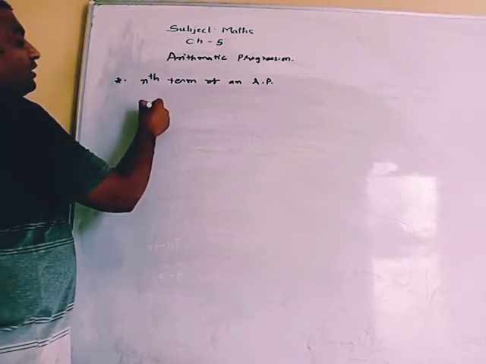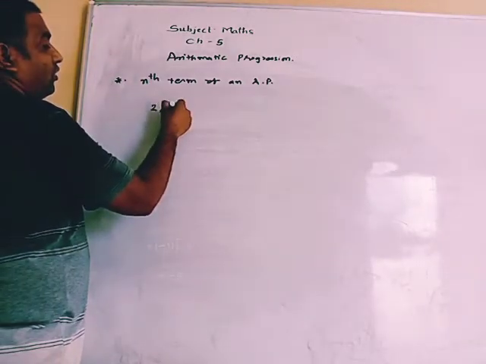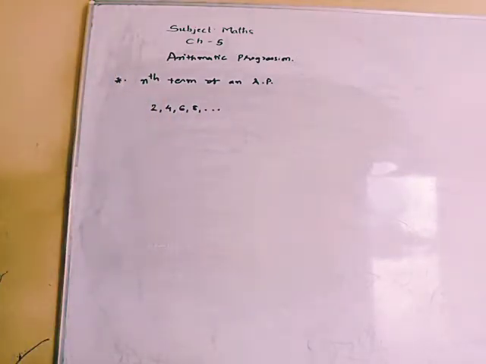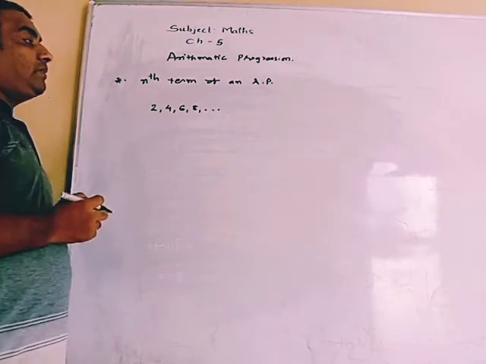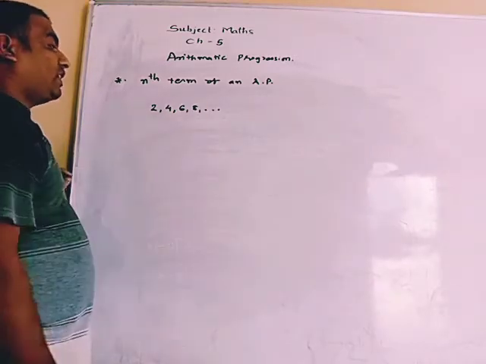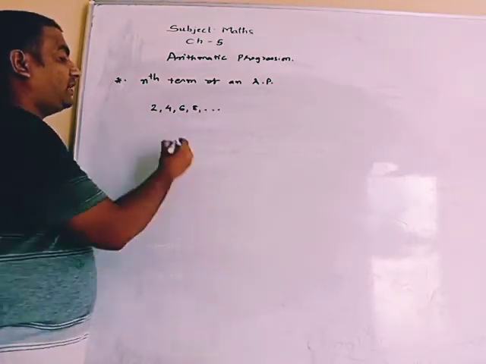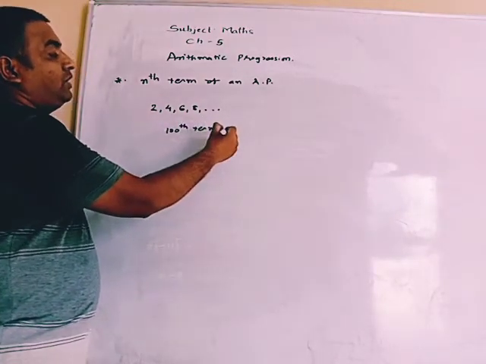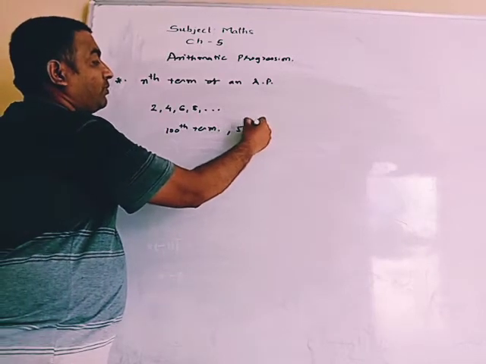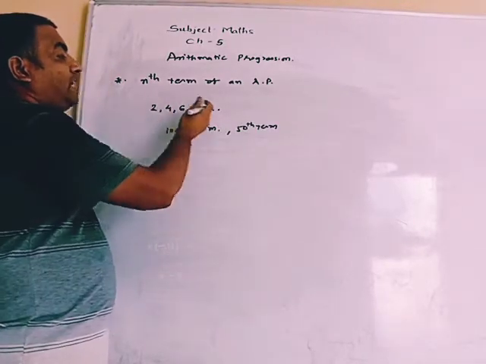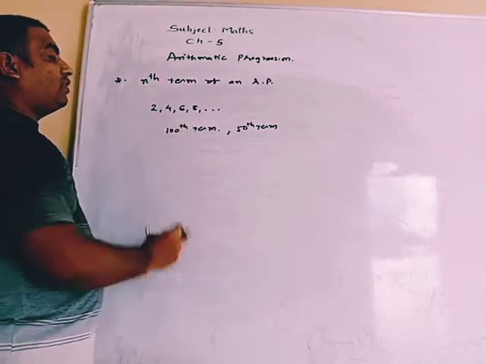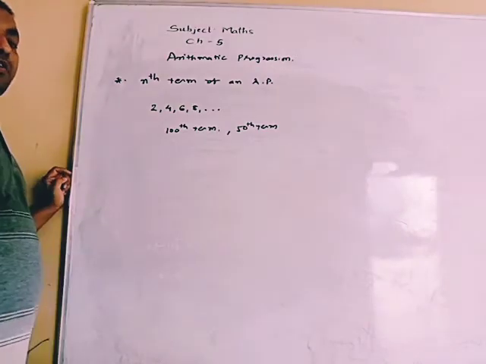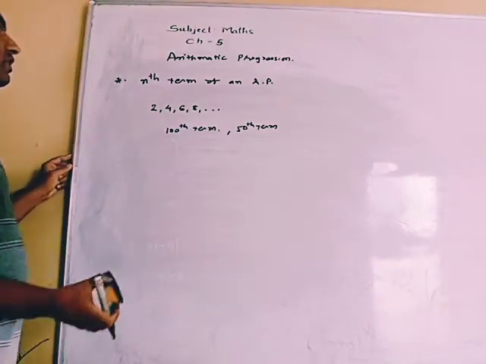We know 2, 4, 6, 8, like this. If the common difference is equal, then it is an AP. But suppose we want to write an infinite AP, and somebody asks for the 100th term, or the 58th term. Writing them out one by one is time consuming. So here we will find out how to find the nth term of the AP.